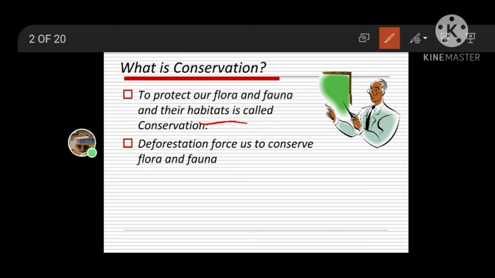Why do we need to conserve? We will learn about it. And what is the main habitat of these plants and animals? The main habitat of these plants and animals generally we see is forest. You all must be aware that one-fifth of the area of our country is under forests. So these forests are very much essential for the survival of all these plants and animals.